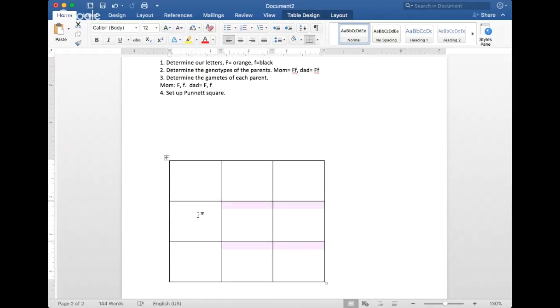Okay, so we're going to put dad's gametes in the top. Okay, so dad can give big F, as we said, or he can give the little f. Mom can also give big F, okay, or she can give little f.